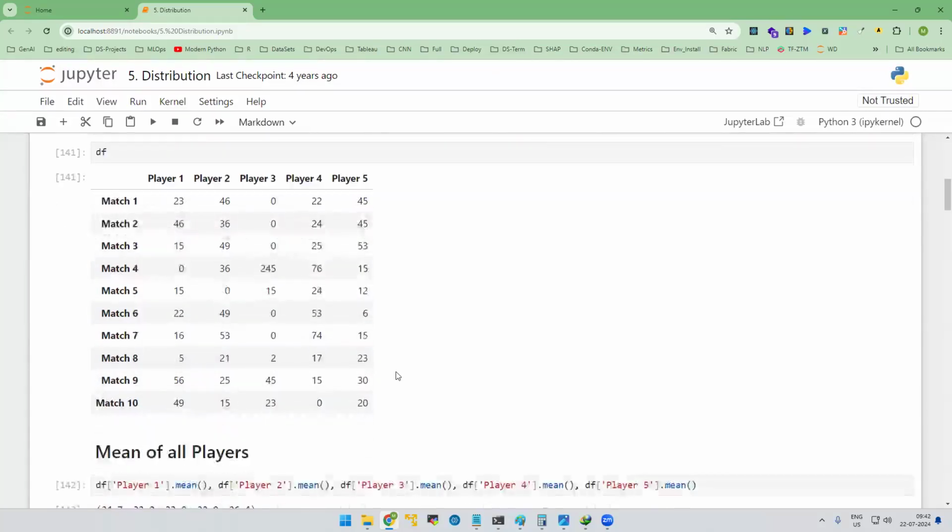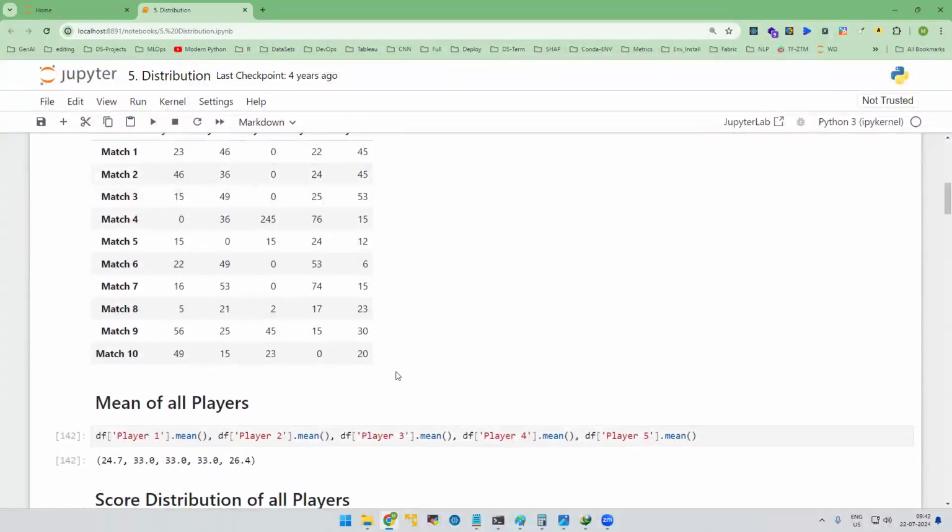Yes. Let's take that you have got the averages. You got averages like this: 24.7, 33, 33, 33, 26.4. The average is the same, or maybe in and around it, almost. Then who are you going to pick? Definitely not player 1 and player 5, right? Because the average is less. So who are you going to pick out of these 3 players? Player 2, player 3, and player 4.